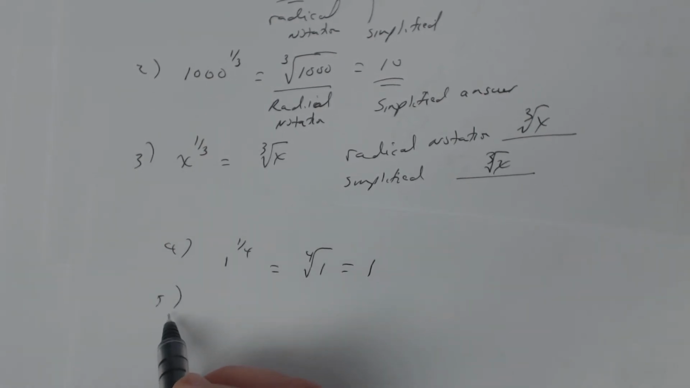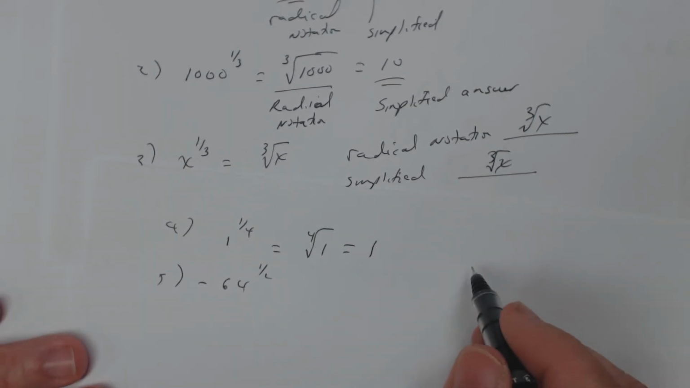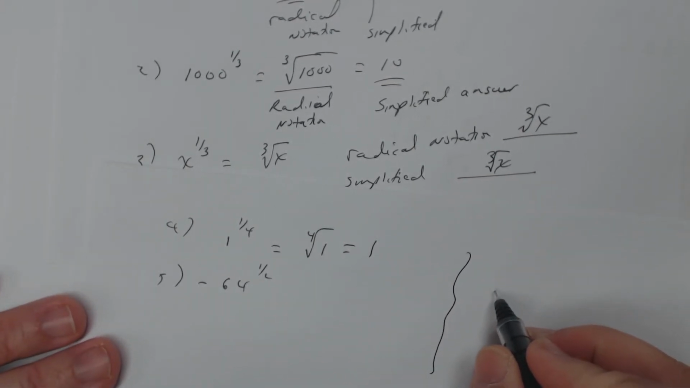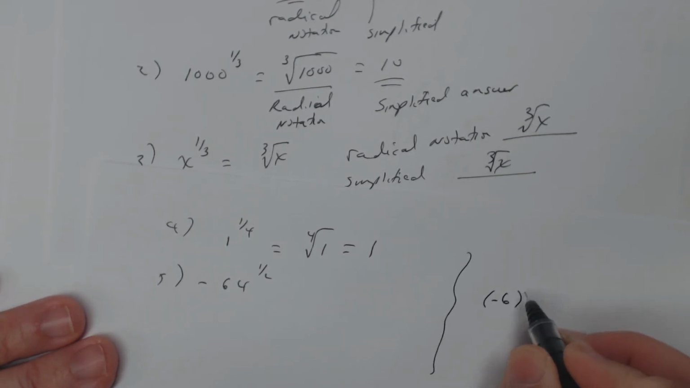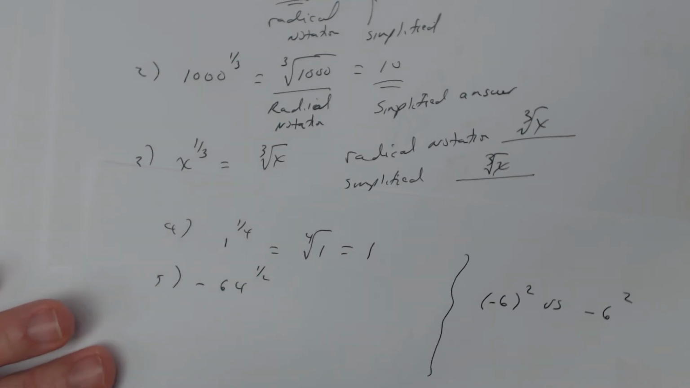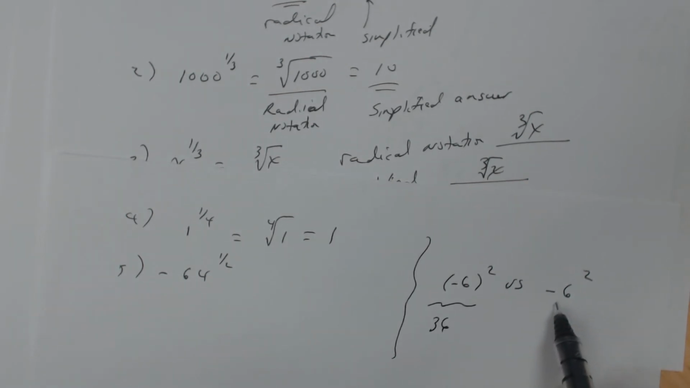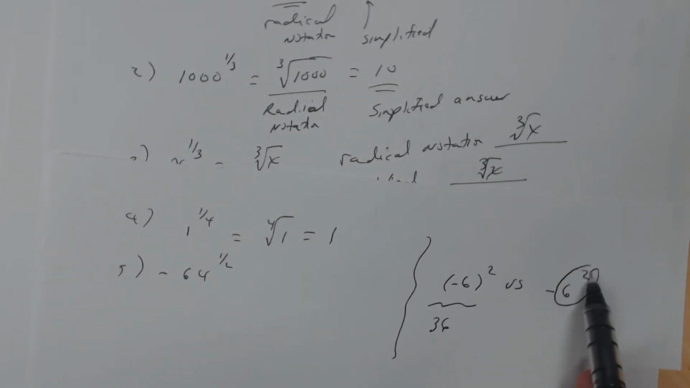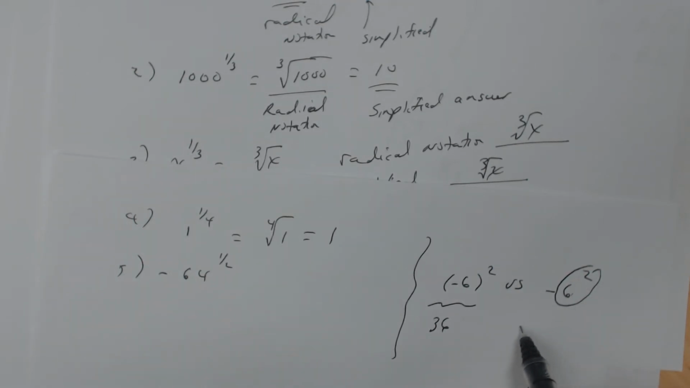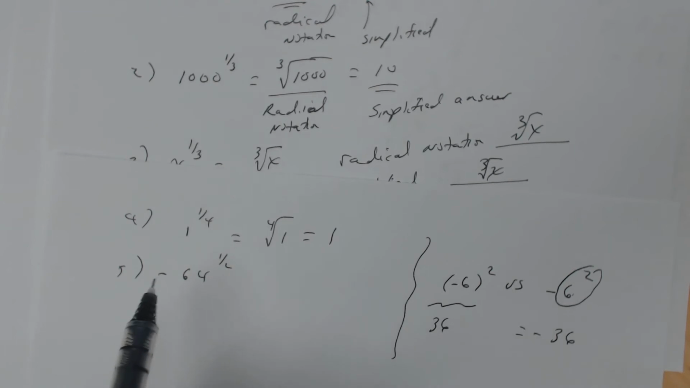Number 5. Suppose you had negative 64 to the 1/2. Okay, so let's review something before we do that one. Remember, there was a difference between negative 6 squared versus this. It looked like this. This negative 6 was your base, and over here you have to remember what your base is. Since there's no parentheses there, the only thing being squared is the 6. So here, this meant negative 6 times negative 6, which is 36, and here the only thing being squared is this 6. So 6 squared is 36, so the answer here is negative 36. So we're going to use that idea here.